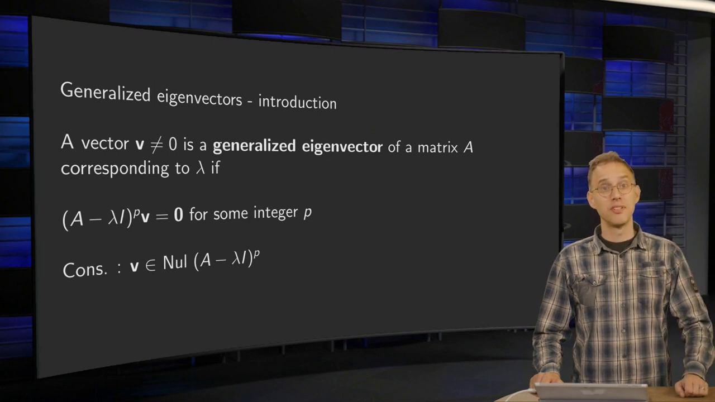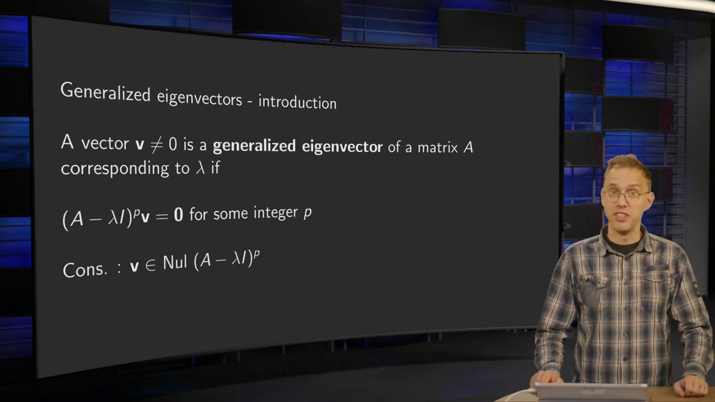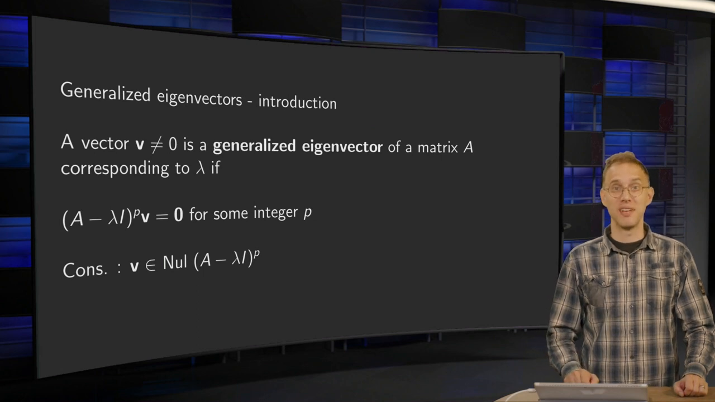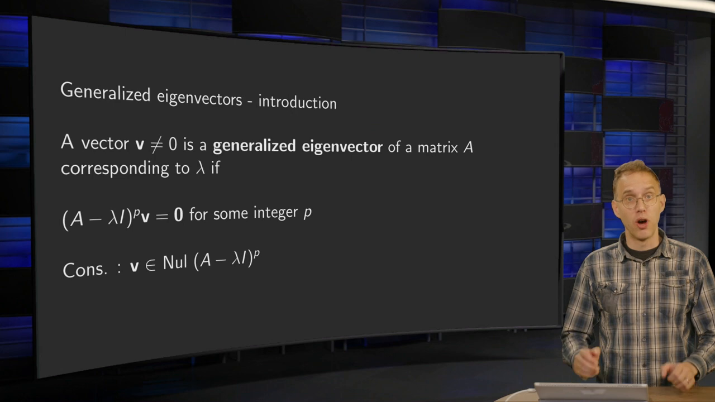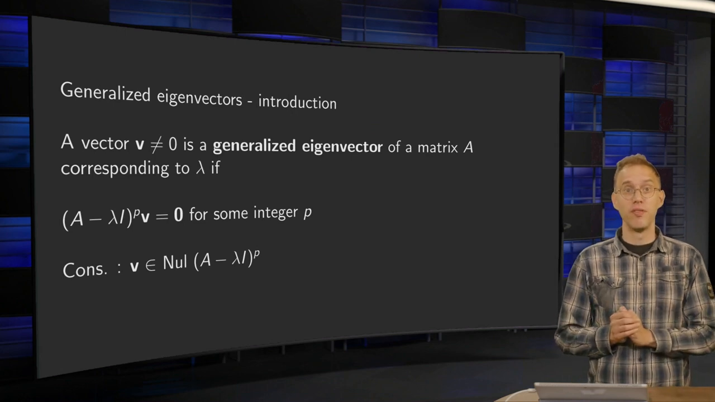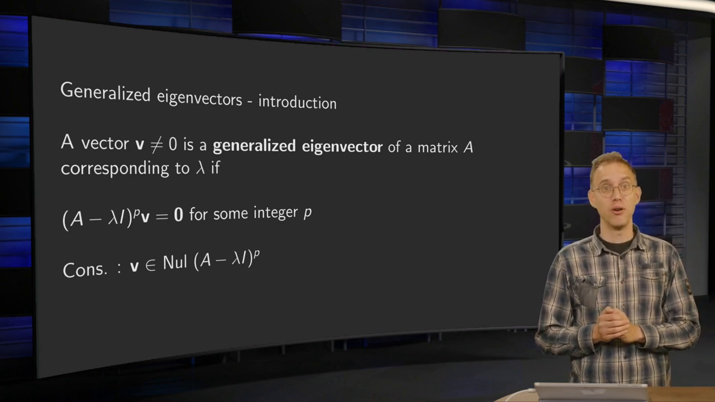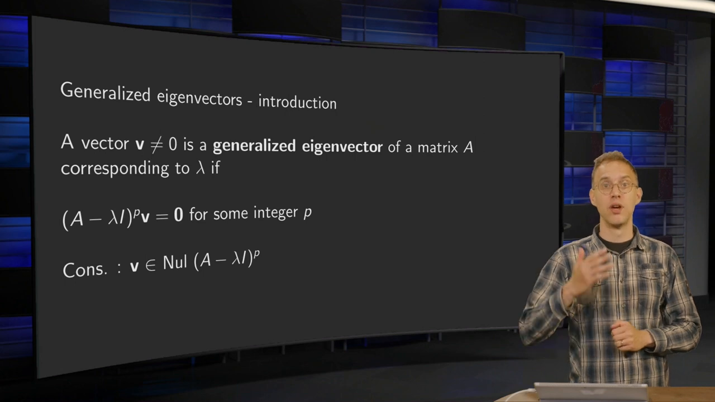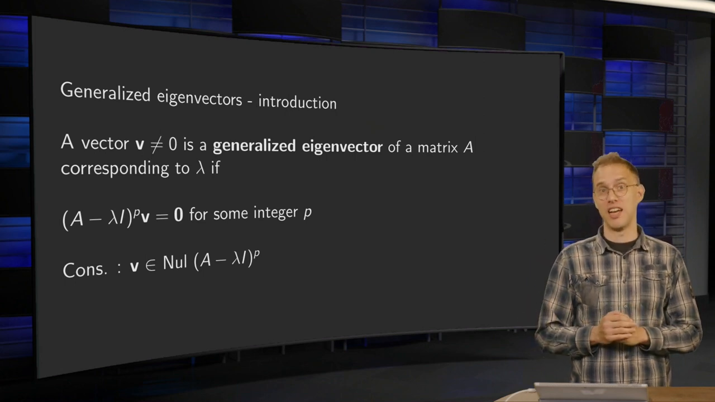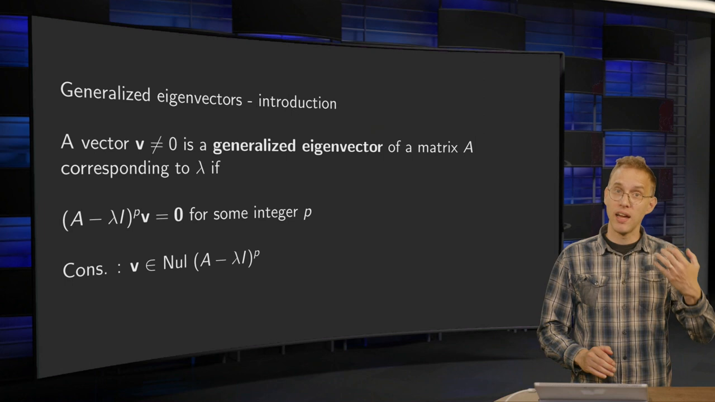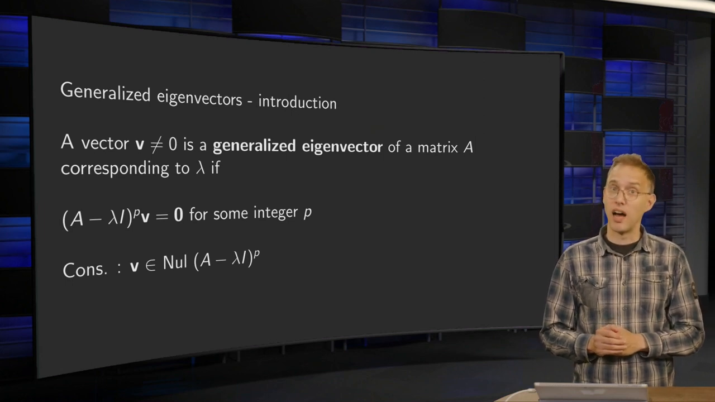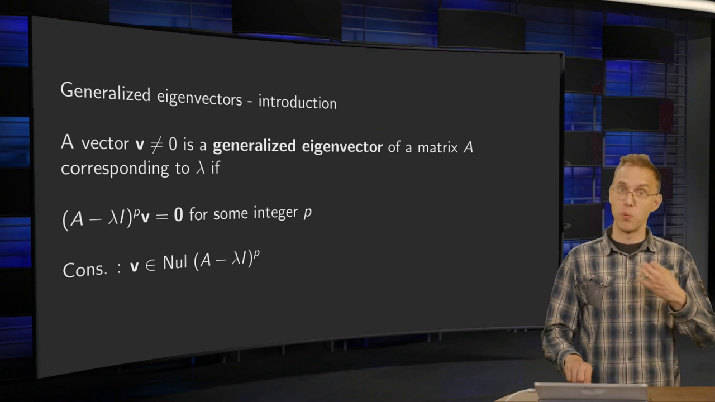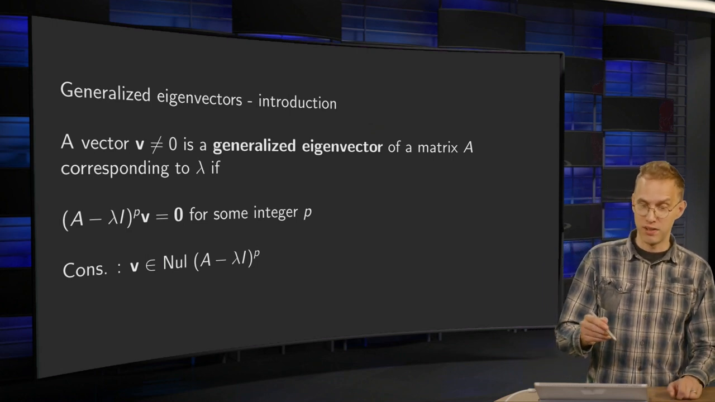We cannot diagonalize some matrices due to a lack of independent eigenvectors. In order to overcome this problem, we are going to extend the notion of an eigenvector, the so-called generalized eigenvectors. In this lecture, you will see what they are and how we can find them. So, what is the idea of a generalized eigenvector?